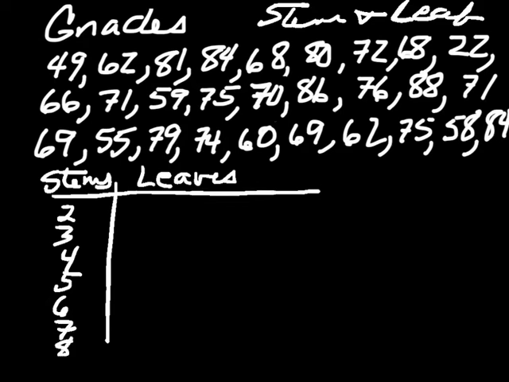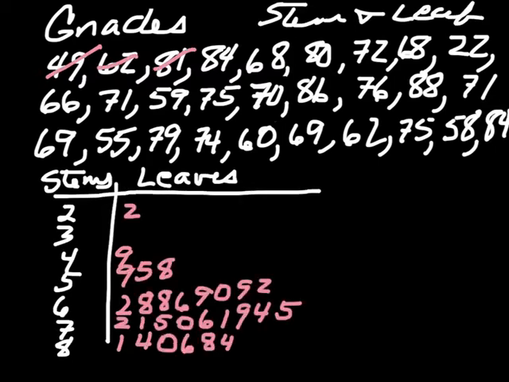Alright? And what I want to do is record the data. So I start going through the data one at a time. 49, and I put a 9 here. 62, and I put a 2 there. 81, and a 1 there. 84. And now I'm going to continue this until I'm done. So I'm going to pause the video, and you should finish this on your own.